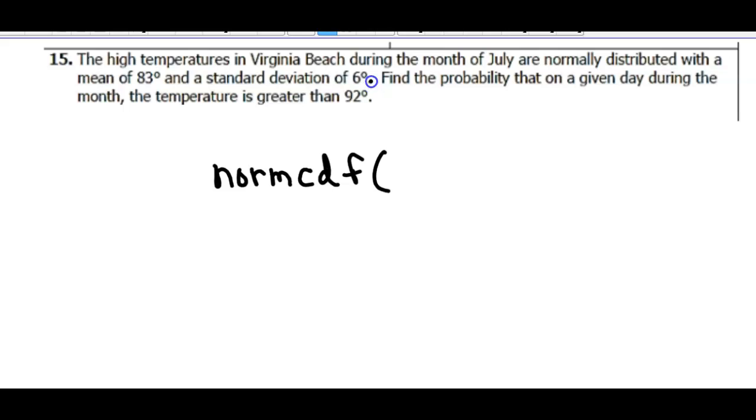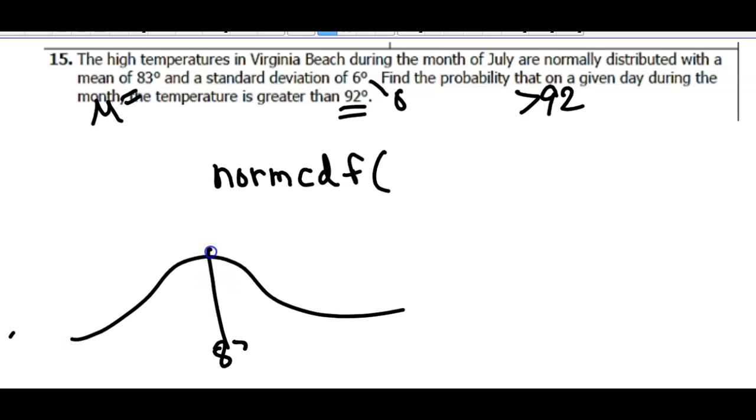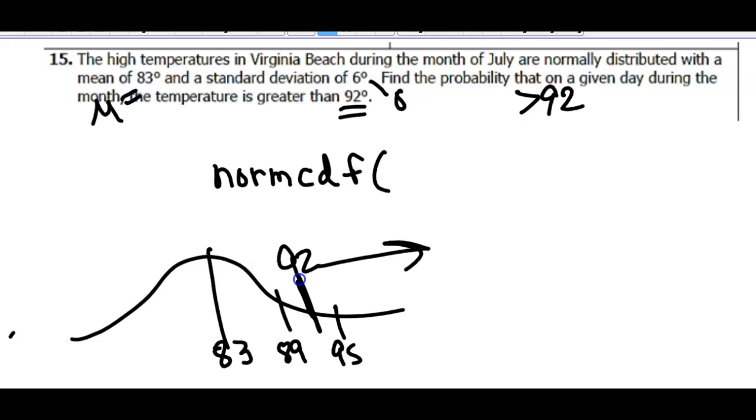It says the standard deviation is 6. The mean is 83, and what is the chance that the temperature is higher than 92? Okay, we want to know greater than 92. Now if we were to draw this, I need to show you this one time. If we were to draw this, 83, and we started going up by 6 degrees, we'd have 89. The next 6 degrees of standard deviation would put this at 95. We want to know greater than 92. That's not on a standard deviation, and that's why we're going to use this key instead.